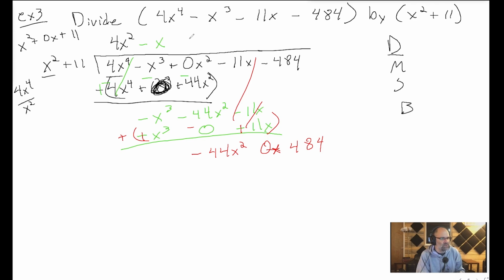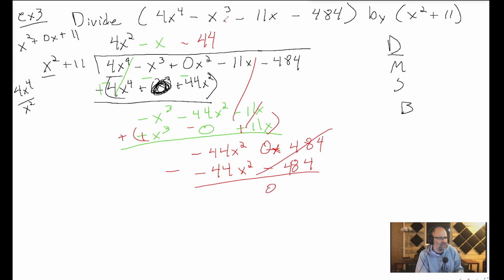Now I divide one more time. So that's negative 44, because the x squareds cancel. So I get negative 44x squared minus, so that's 484. And look at that, oops. And then it cancels completely and I get a 0 remainder, so there's my answer.